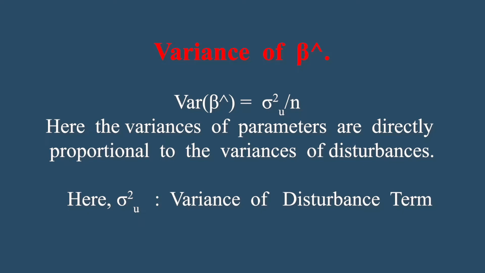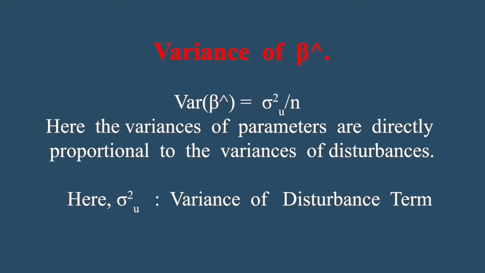So whenever we consider the variance of the beta hat, it goes by sigma squared by n. But in this particular slide, we observe that instead of only sigma square, it's written sigma square u. This sigma square u is very important because it refers to the variance of the disturbance term, or the error term, which is u.